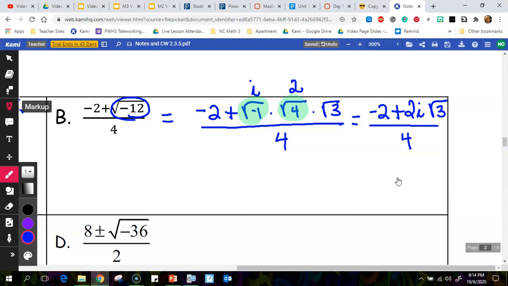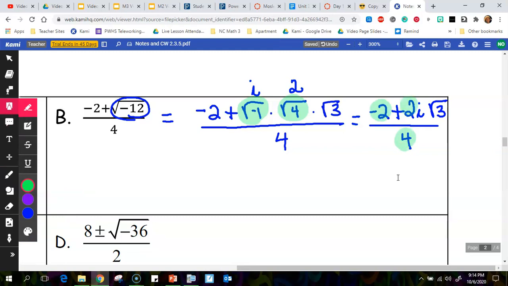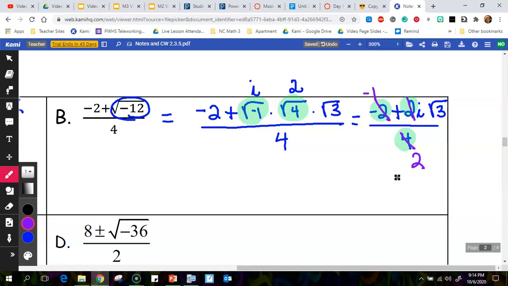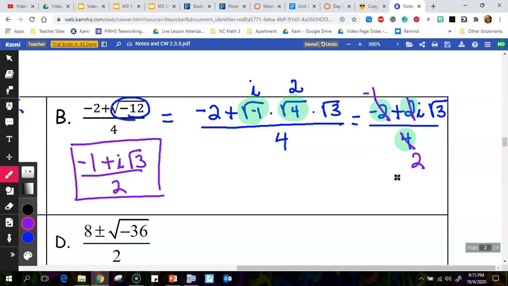Okay, so here again, I've got 3 numbers that can all be divided by a common factor. All of these can be divided by 2. So I'm going to divide: negative 2 divided by 2 is negative 1, it's just going to cancel. It's just a 1. And then this is a 2. Okay, so now what do I have? I've got negative 1 plus i root 3 over 2. And when we're doing quadratic formula on some of these, they're going to look like this. Okay. All right.